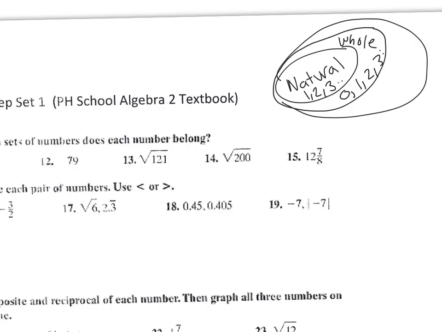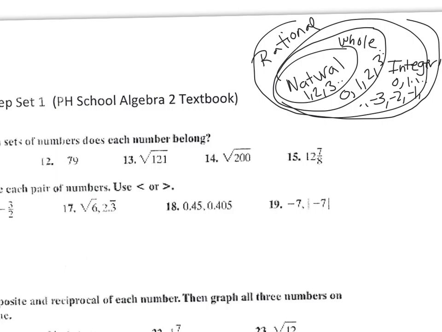The next set of numbers are integers, and integers are positive and negative whole numbers. So -3, -2, -1, 0, 1, 2, etc. The next numbers are rational numbers, and rational numbers are numbers that can be written as fractions. So they can be positive and negative decimals that stop or repeat. And then if the numbers aren't rational, they're irrational. So irrationals are decimals that go on forever without a pattern.